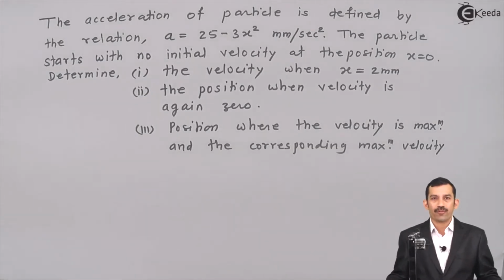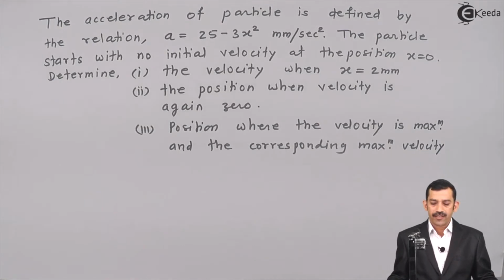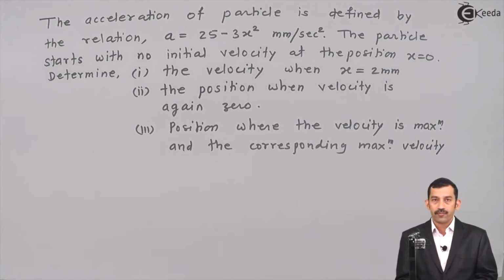Friends, we'll solve a problem on rectilinear motion with variable acceleration. See what is given in the problem. The acceleration of a particle is defined by the relation a = 25 - 3x² millimeters per second squared. The particle starts with no initial velocity at the position x = 0.